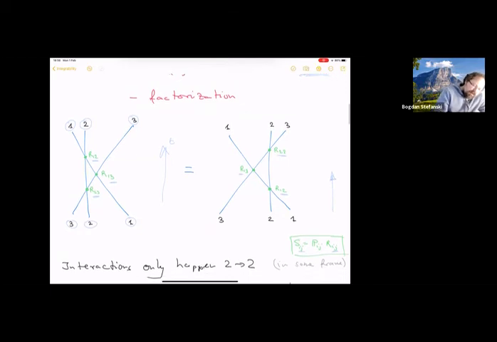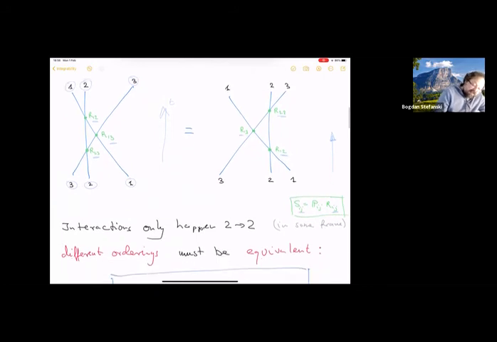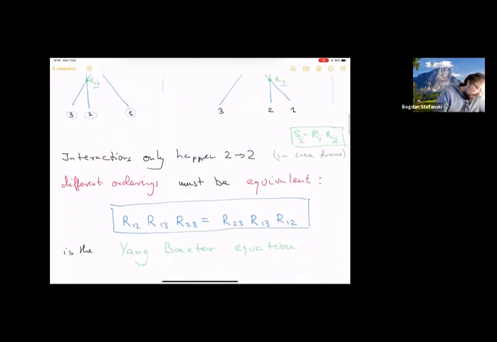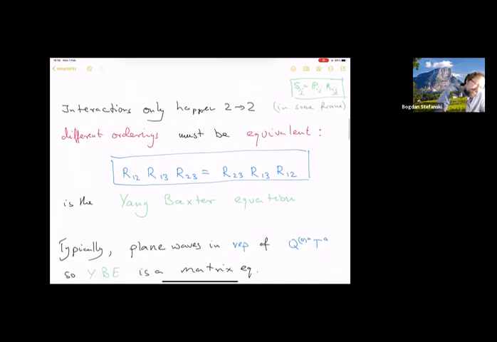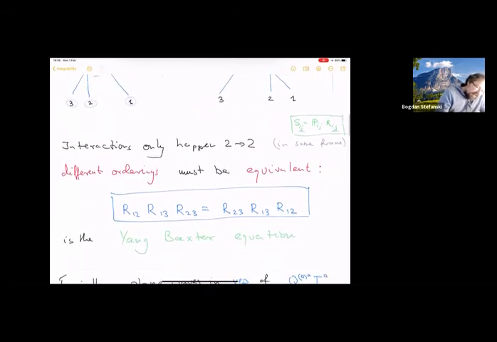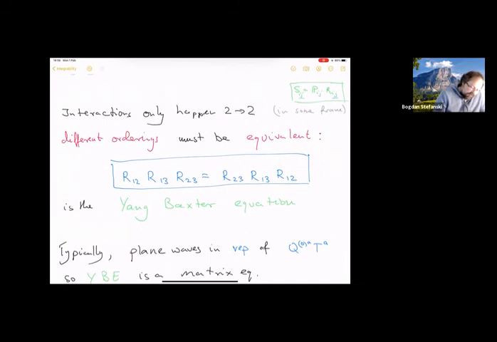And now here are 2 different ways for this process to happen, but the final answer better be equivalent, right? So the final out state shouldn't be able to distinguish in which order I did these. I mean, after all, the order could depend on the observer. So that translates into an equation for the R matrices, for these 2-to-2 R matrices. And this is called the Yang-Baxter equation.